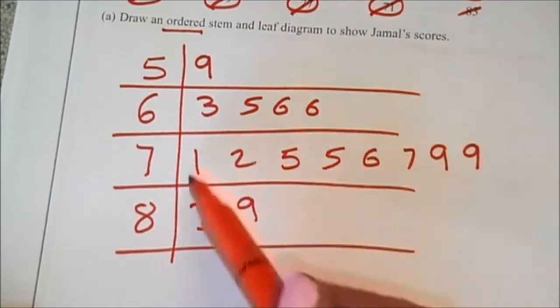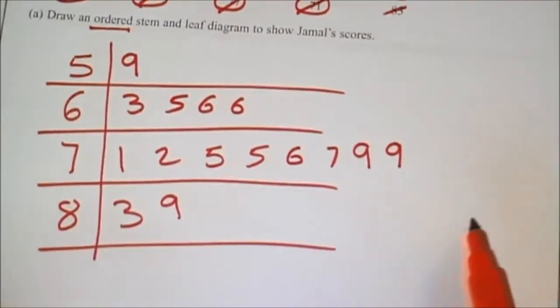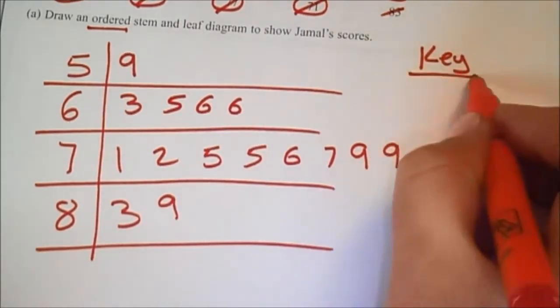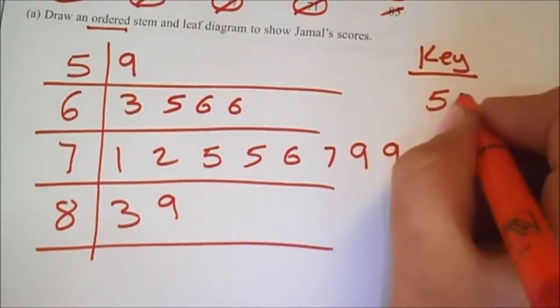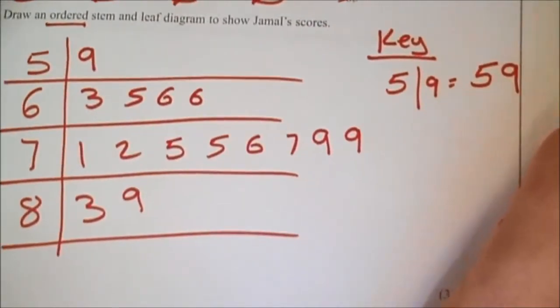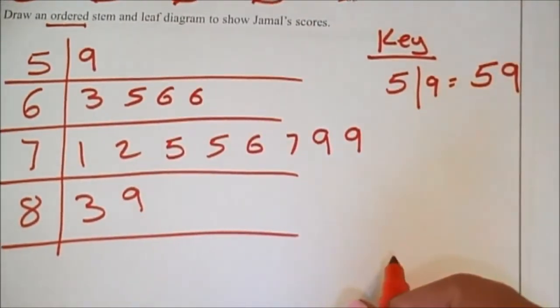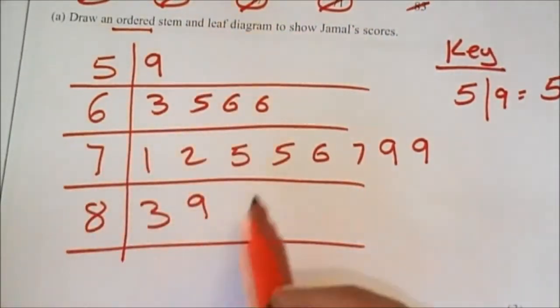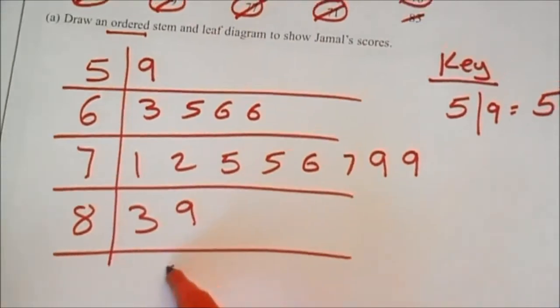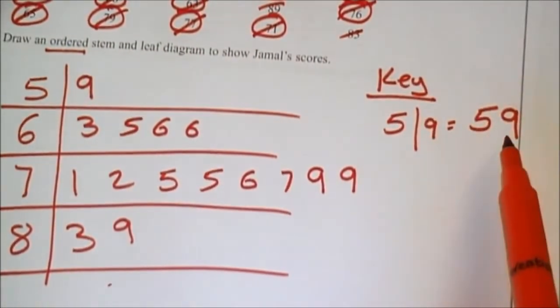However, at the moment, that's only 2 out of 3 marks. In order to get my third mark, I must have a key. And the key must say 5, 9 equals 59. So that's a 3-mark question. 1 mark for setting up the stem and leaf diagram correctly. The second mark for getting them all ordered. The third mark is for having the key.